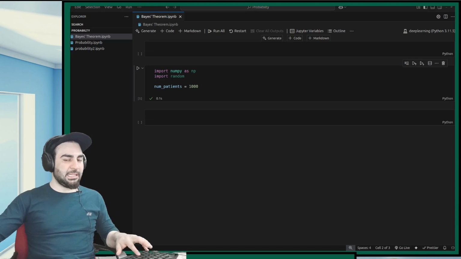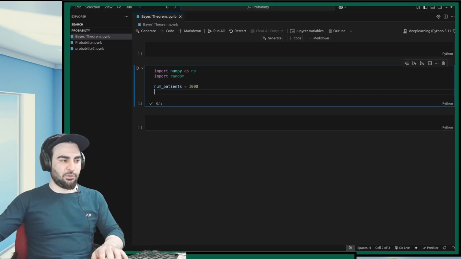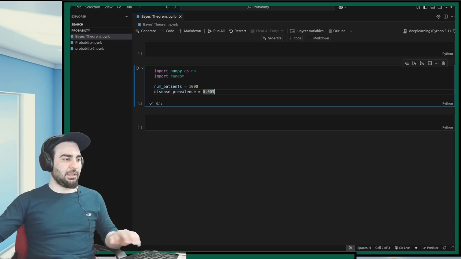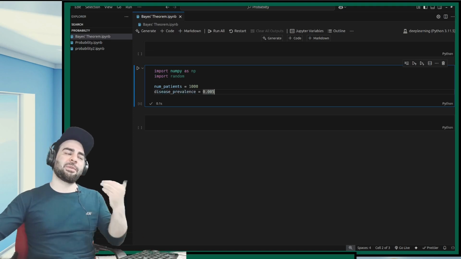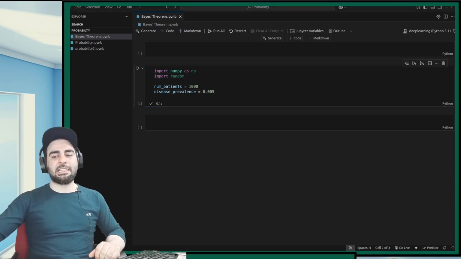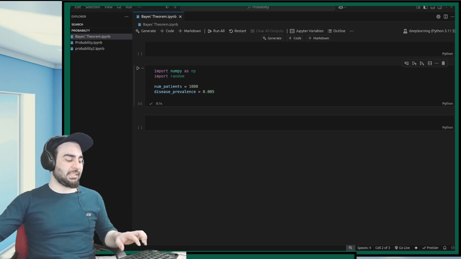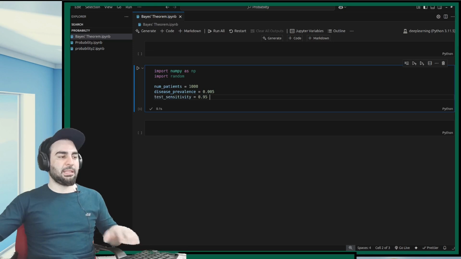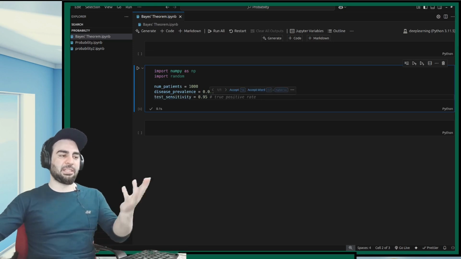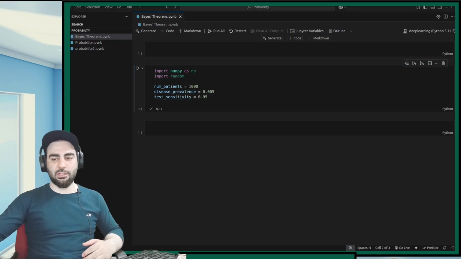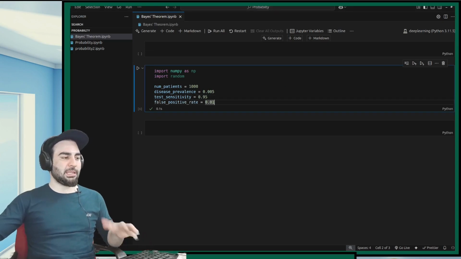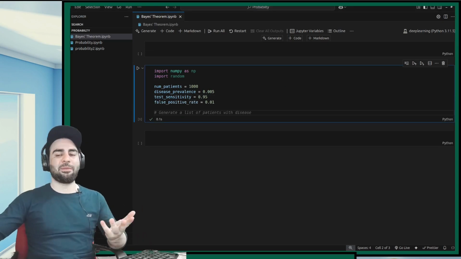Then I'll say disease prevalence. Let's suppose a 0.5% population has a disease. So I'll say disease prevalence is equal to 0.05%. These many people have the disease. And then I'll say test sensitivity. So how good is the test? If a patient has the disease, what is the probability that the test will actually detect it, basically the true positive rate. That's what the comment showed. And the false positive rate is also mentioned over here. These are parameters I have been given.